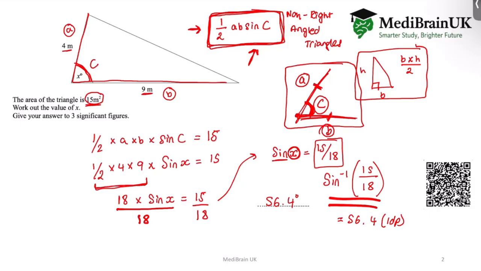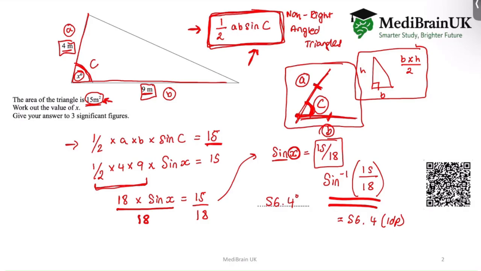Okay, so in this case, the angle C was X, and then A and B were the sides 4 and 9. We substitute them into our formula over here. So half AB sine C. In the question, we were given the area of the triangle, which was 15 meters squared. That's why we knew the area was 15.